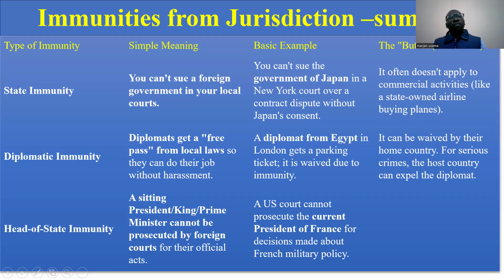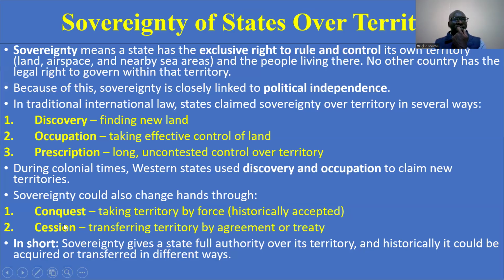So these are the types of immunity and a summary. So we have the state immunity, the diplomatic immunity, and the head of state immunity. Now, another issue is sovereignty of states over territory. What is the meaning of sovereignty?